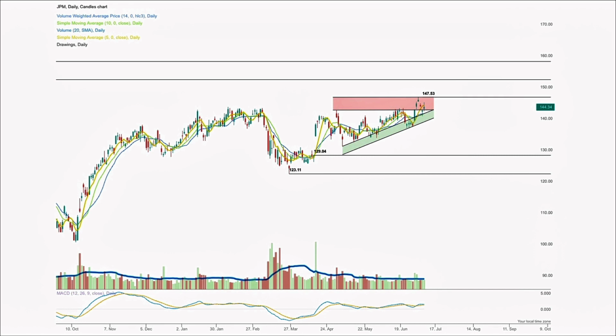Anyways, if that move above $147.53 occurs, then the stock could move towards $153 to $158.95. Although, if the stock moves below the triangle and crosses below on the MACD, that could disprove the bullish setup and could lead to the stock moving towards the lows of earlier this year, which would be somewhere around $123.11 to $129.04.